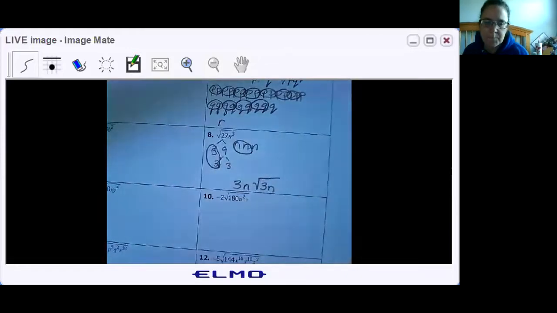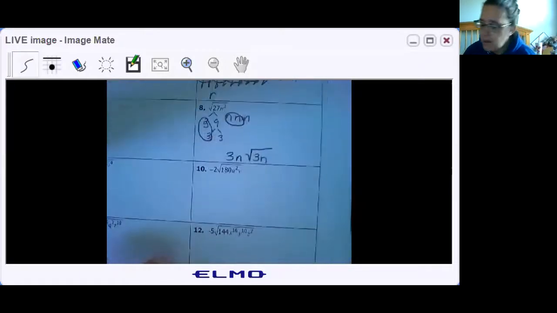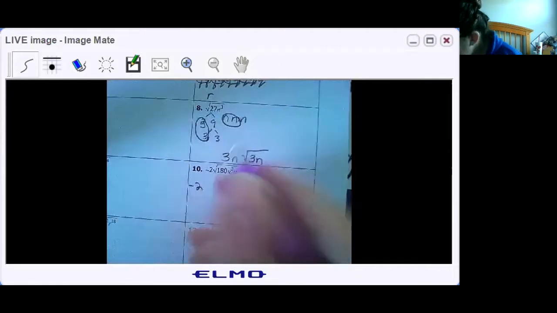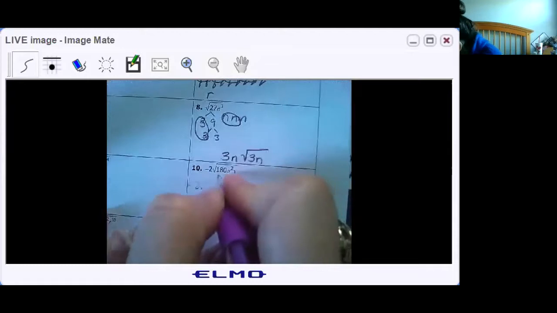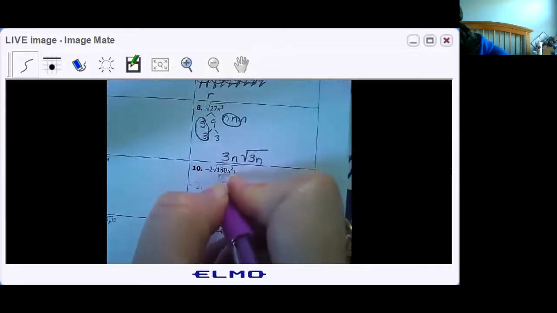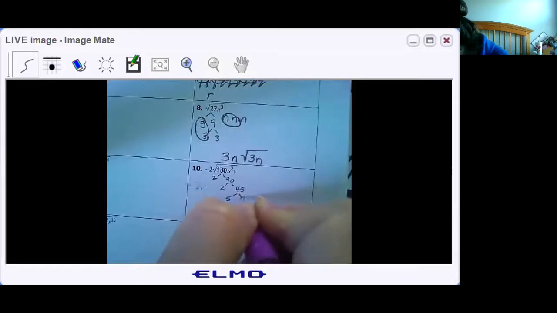Okay. On number 10, the challenge was we already had a number in front. So now we have -2 times whatever we come up with. So let's do 180. Factor tree first. 180 is 2 times 90, which is 2 times 45, which is 5 times 9, which is 3 times 3.